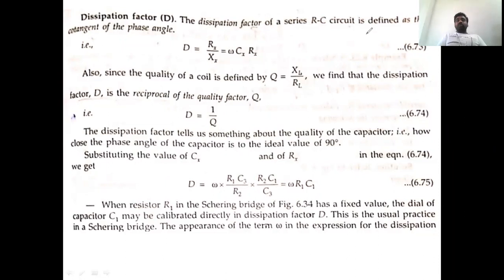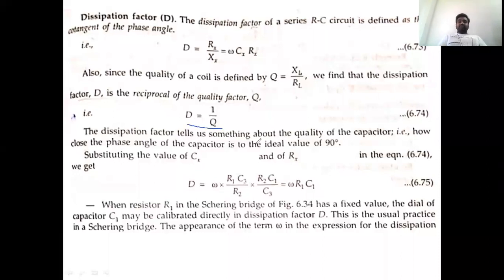How can we define the dissipation factor? It is the cotangent of the phase angle. That is, dissipation factor D is equal to Rx divided by Xx, that is equal to omega Cx into Rx. This is what we defined from the phase angle, and from the power factor previously. How can we define the quality factor? Q is equal to XL divided by RL. So from this, dissipation factor D is equal to 1 by Q.